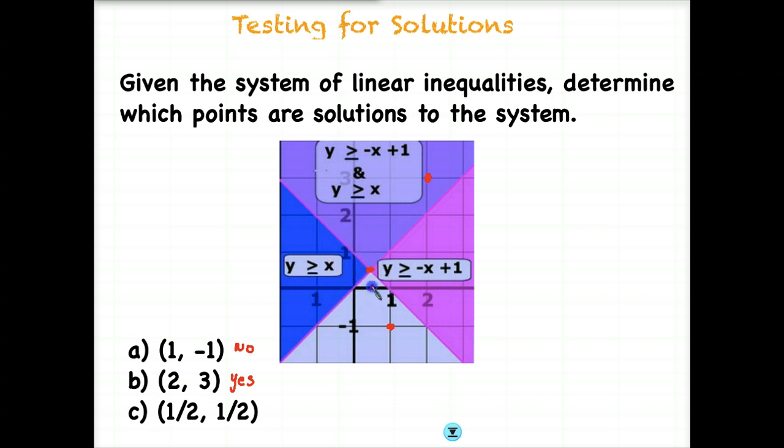And if you remember, if you have a solid line, that means that the points on the line are also solutions to this inequality. And since both of these lines are solid, this point is therefore a solution to both. Now, if one of these lines was dashed, then the point would only be a solution on the solid line, not the dashed line. But as it stands, this point is a yes.